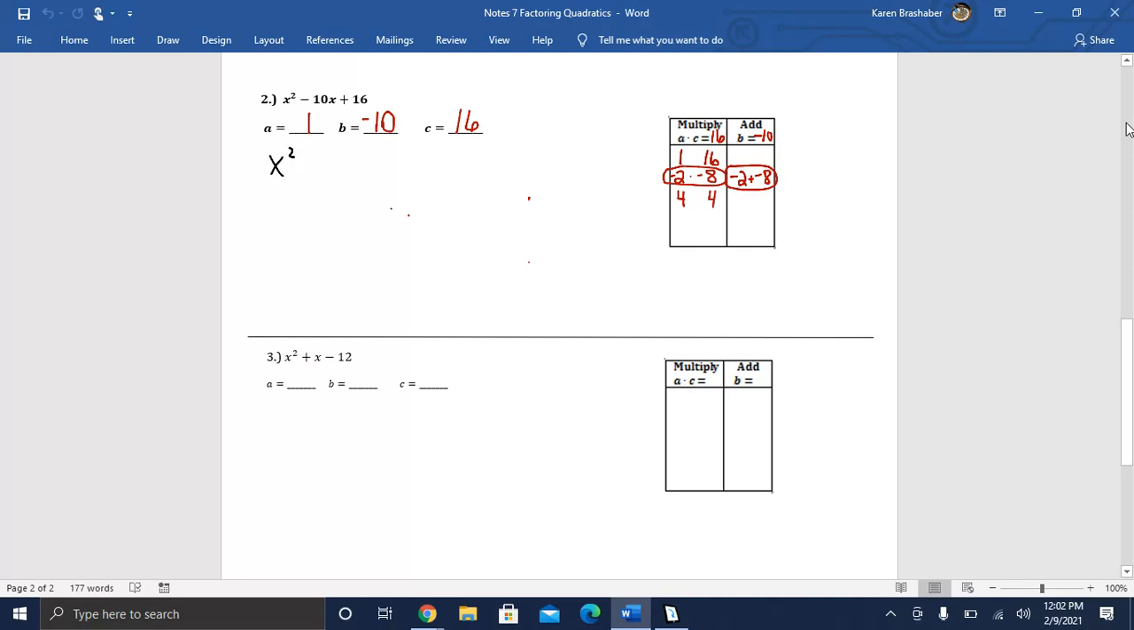So they were negative 2, and I have to put an x with it because my middle term has an x. And then negative 8, I have to put an x with that. These two middle terms should still give you what you started with. So they should add up to negative 10x, and they do. And then we want to bring down that last term of plus 16. And then from here, hopefully you're starting to be familiar.